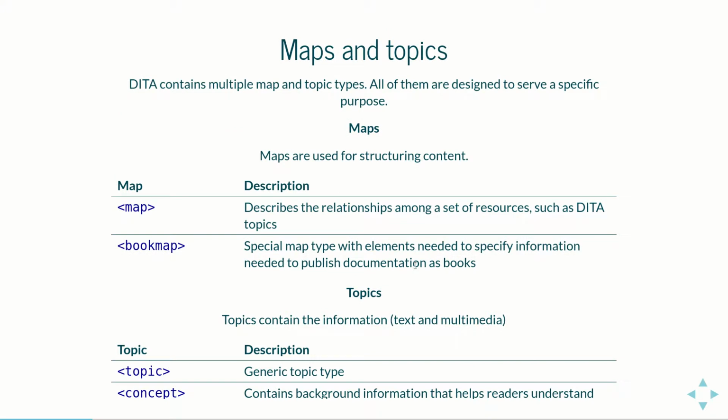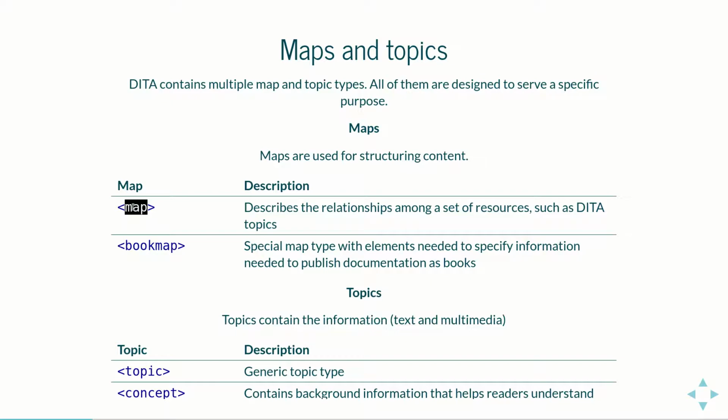So DITA consists of several information types. We distinguish DITA maps and topics. All these information types are usually stored in a single file. So you work with DITA on a file system, but you can also manage your DITA files in a CCMS or in a Git repository or whatever.